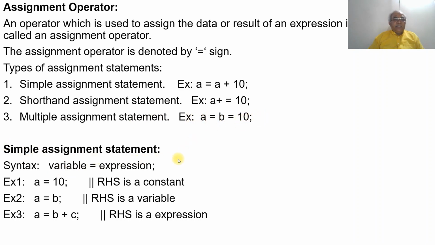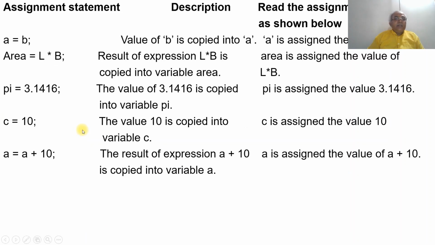So what are simple assignment statements? The syntax is variable = expression. For a = 10, the RHS is a constant. For a = b, the RHS is a variable. For a = b + c, the RHS is an expression. Then the shorthand assignment statement.